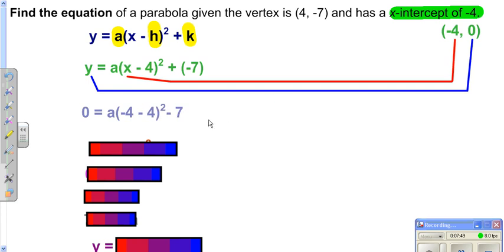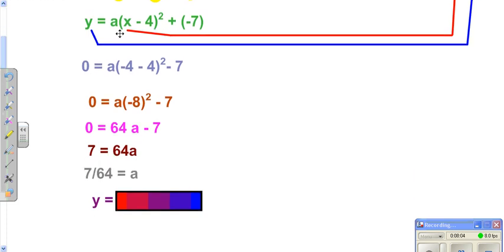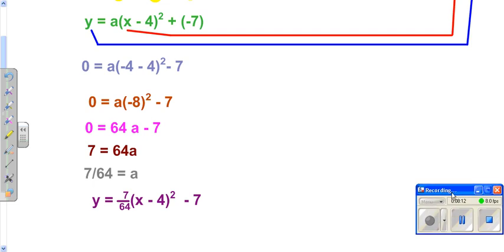And now I have one equation where I don't know a, so all I have to do is just plug that in. Solving it for a, take my 7 to the other side, go ahead and divide. All I have to do at this point is to go ahead and rewrite this right here, but replace the a with my 7 over 64. And therefore I have my equation of my parabola.